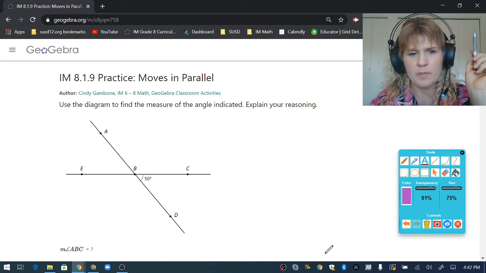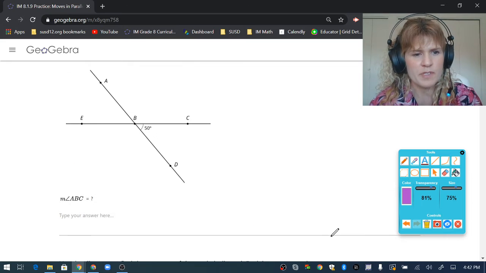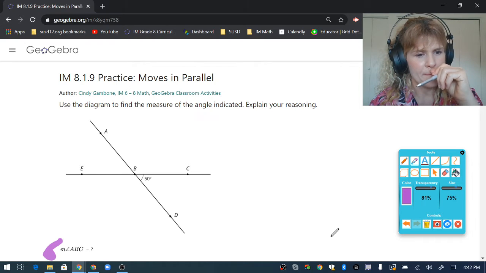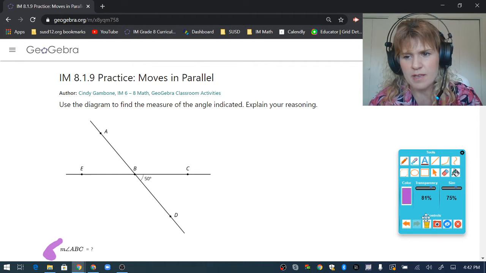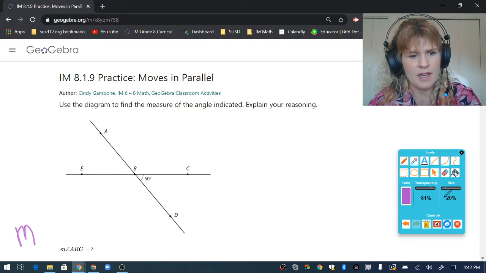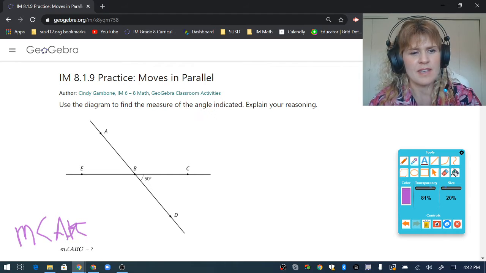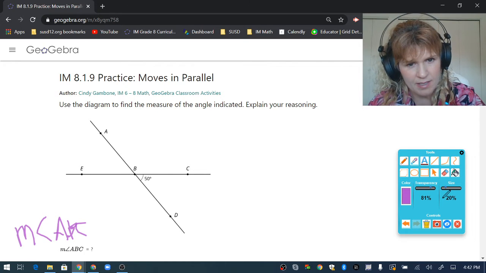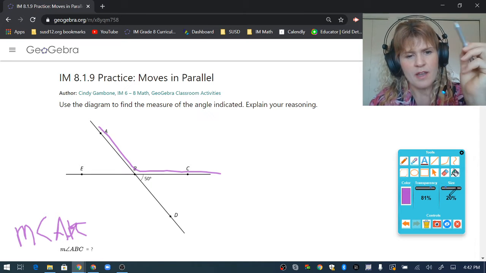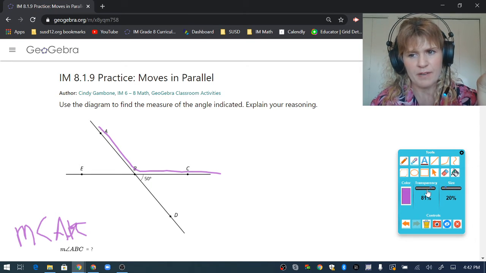Okay, let's start our work. The first question asks, what is the measurement of angle ABC? And this M right here means measurement. Measurement of angle ABC. Okay, I'm just going to draw that angle here so we all see it. What is the measurement of angle ABC?